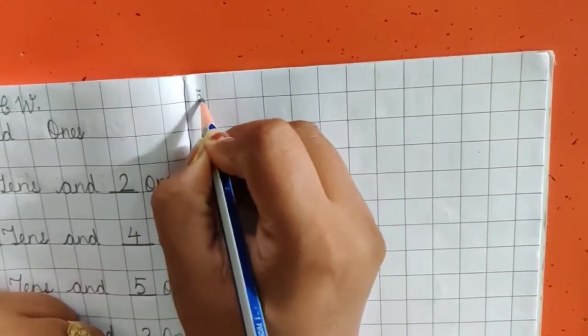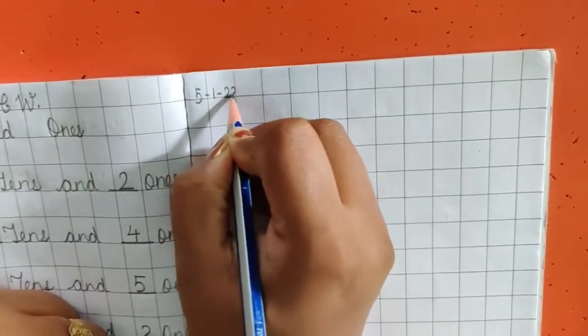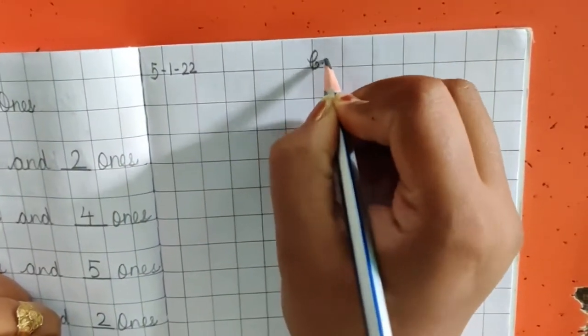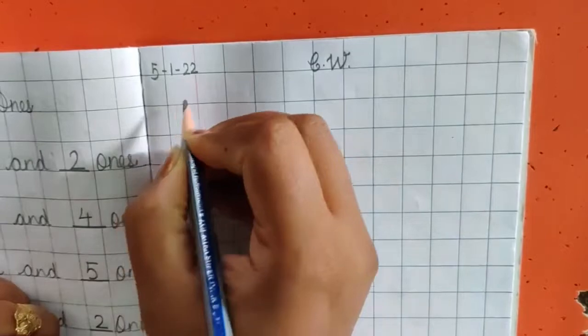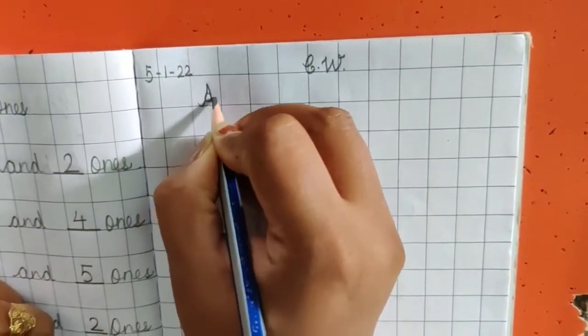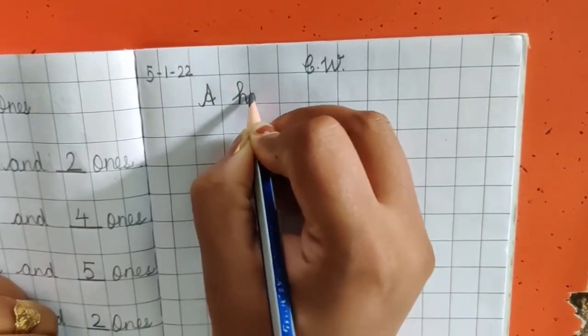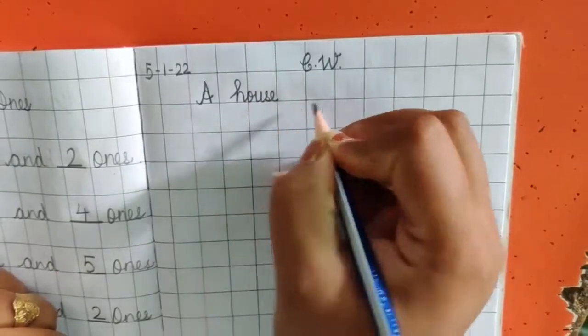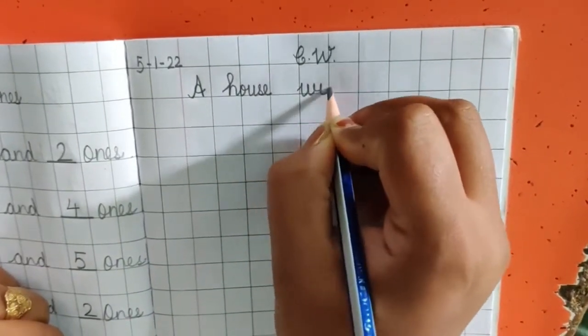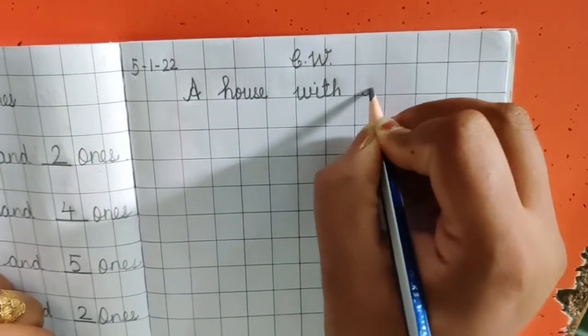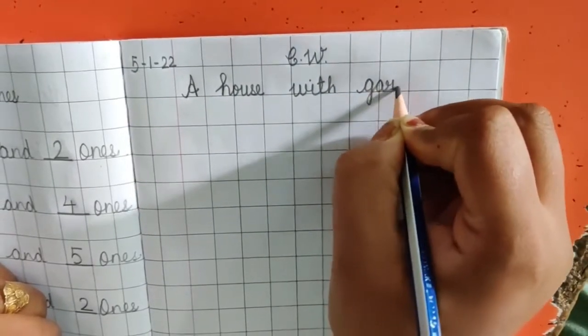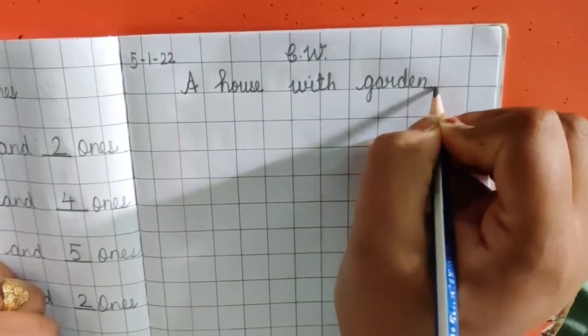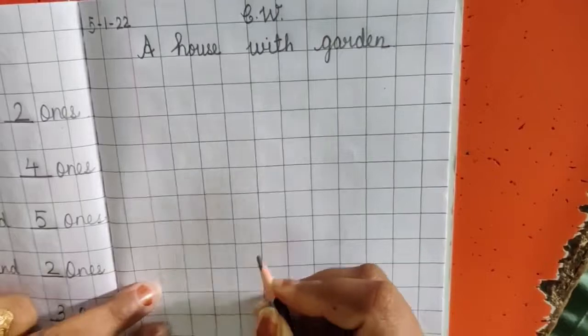Write here today's date. 5/1/22. Write here C.W. Write here heading A: house, house, with, with, garden, garden. A house with garden.